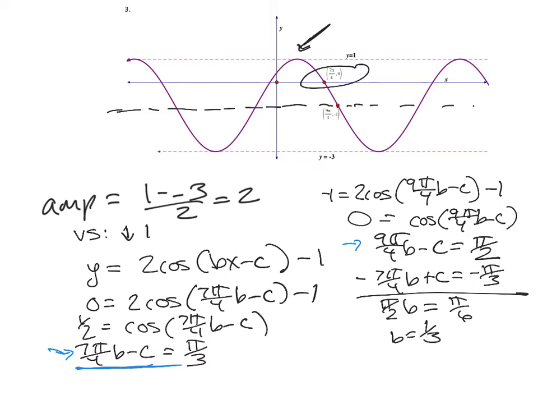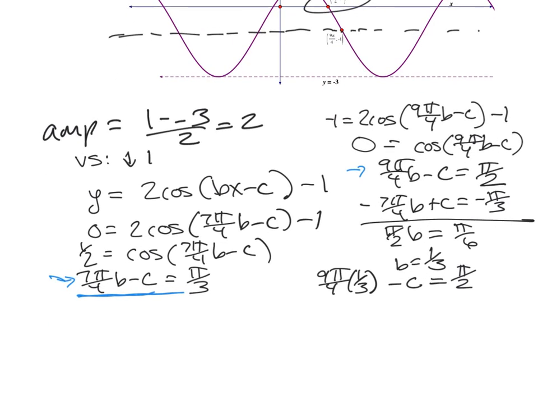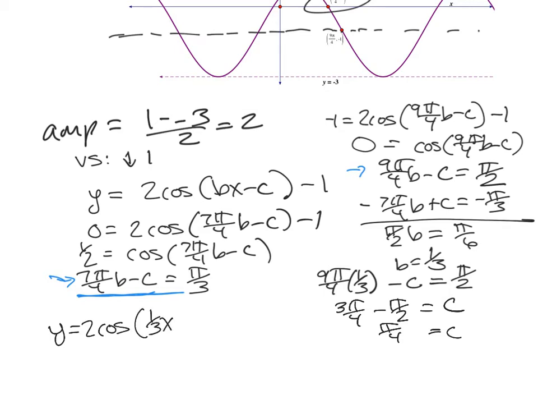So let's plug back into one of these equations to get what c is. Maybe I'll do the top one. 9 pi over 4 times 1/3 minus c equals pi over 2. So we've got 3 pi over 4. I'm going to bring over the pi over 2, equals c. So in this case, c is equal to pi over 4. So I have my pieces for my cosine equation. y equals 2 cosine, my b value is a third, x minus pi over 4, minus 1. Okay, perfect. That's for my cosine.